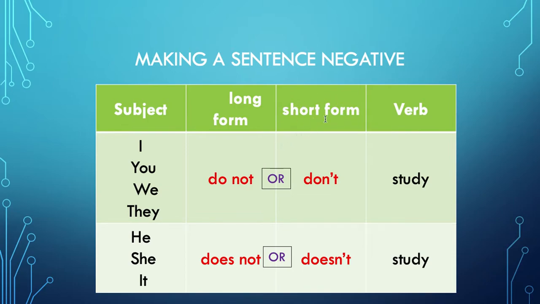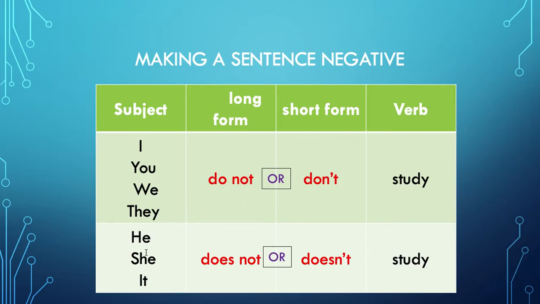So the short form you will use in everyday speaking or writing emails to friends, etc. The long form you will use maybe in a letter for a job application, but the short form you will use very often in everyday life. So for I, you, we, and they, you can choose do not or don't.